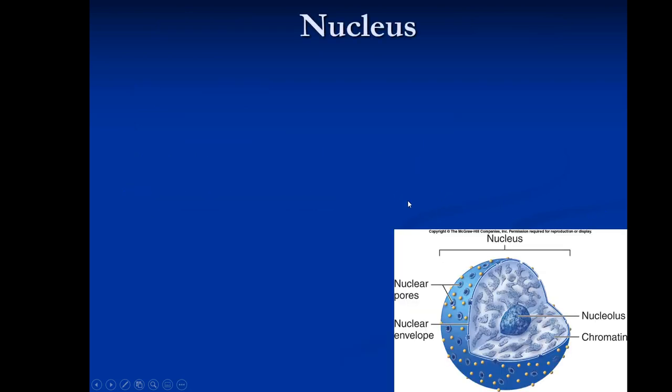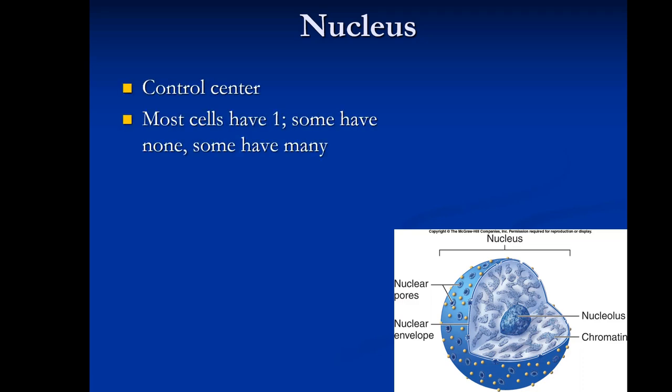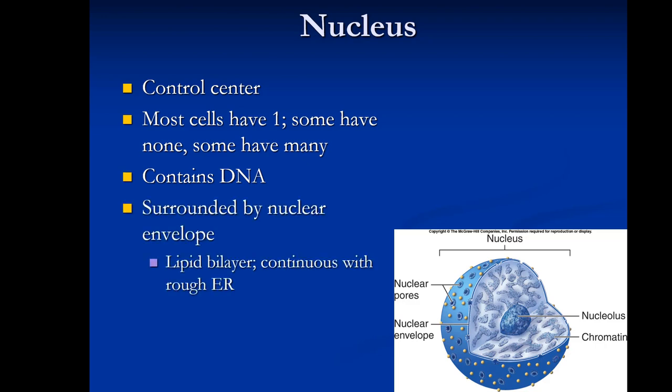All right, now finally, moving to the nucleus. The nucleus is the control center for the cells. Most cells have one, some have none. Some cells have many, like skeletal muscle, which has a lot of nuclei. The nucleus contains DNA, the genetic material, and it's surrounded by a nuclear envelope. The nuclear envelope, if you look closely, is also a lipid bilayer, very similar to the cell membrane.